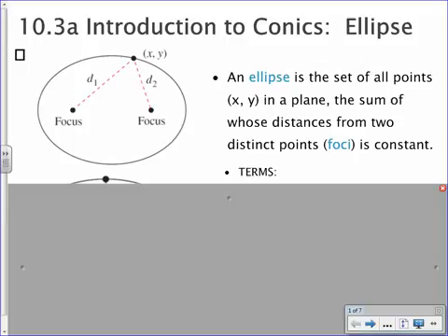Okay, so the geometric definition is that from any point on that ellipse, when you take the two distances from the foci, they'll always add together to be the same thing. Okay, I'll come back to this.